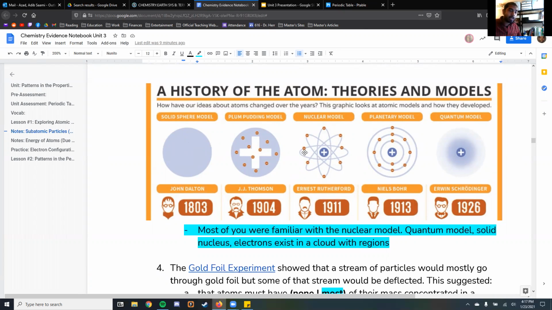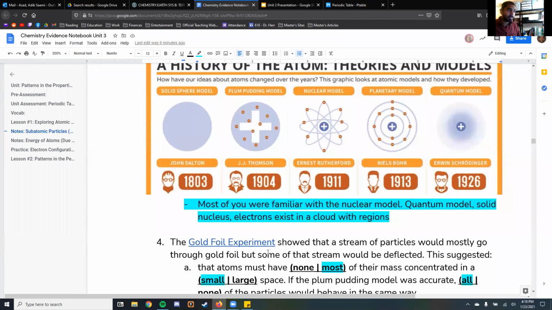But we go deeper. We do the cathode ray experiment, and we know that these particles actually have charges. So let's just say the electrons are all scattered throughout, and there's a positive charge in there as well, also scattered throughout. That's how we start off. But then we do some more experiments. We do the gold foil experiment.